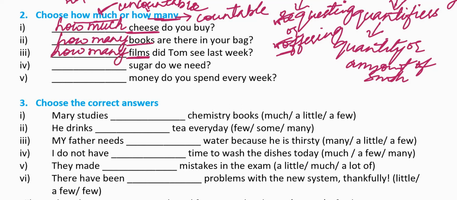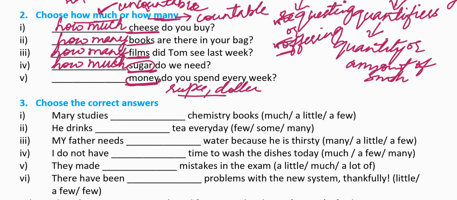Dash sugar do we need? Sugar is an uncountable noun. You cannot count the granules of sugar. You cannot say 1 sugar, 2 sugars. Now this noun does not have a plural form. Hence you can write here how much, as sugar is uncountable. Dash money do you spend every week? Now money by itself is not countable. You need a currency to count. Okay, if there is a rupee, dollar, then it is countable.